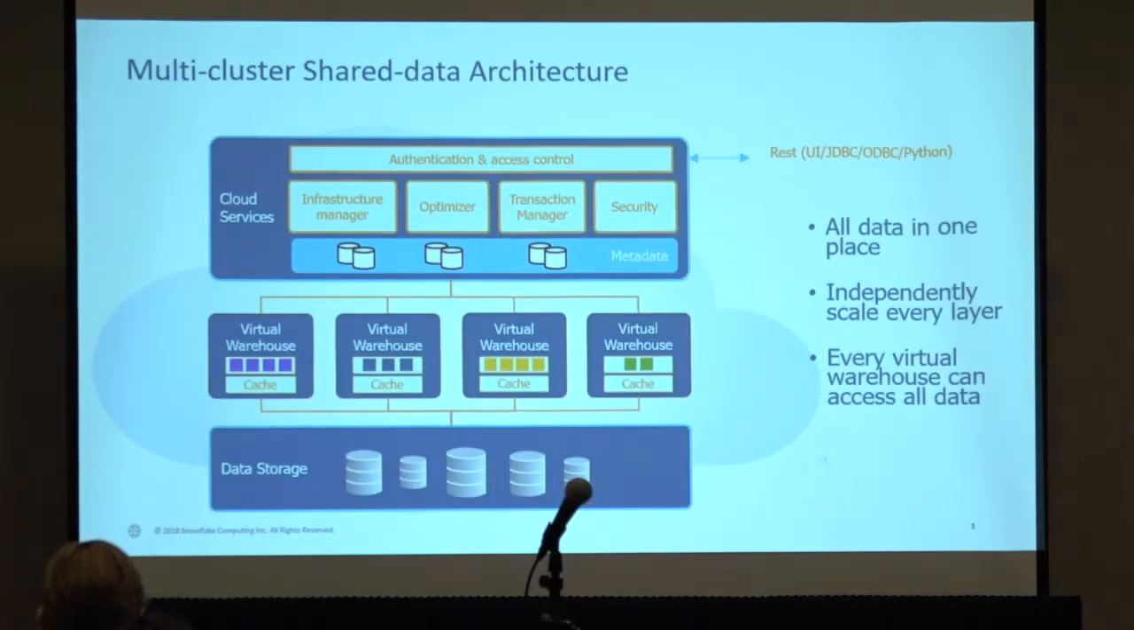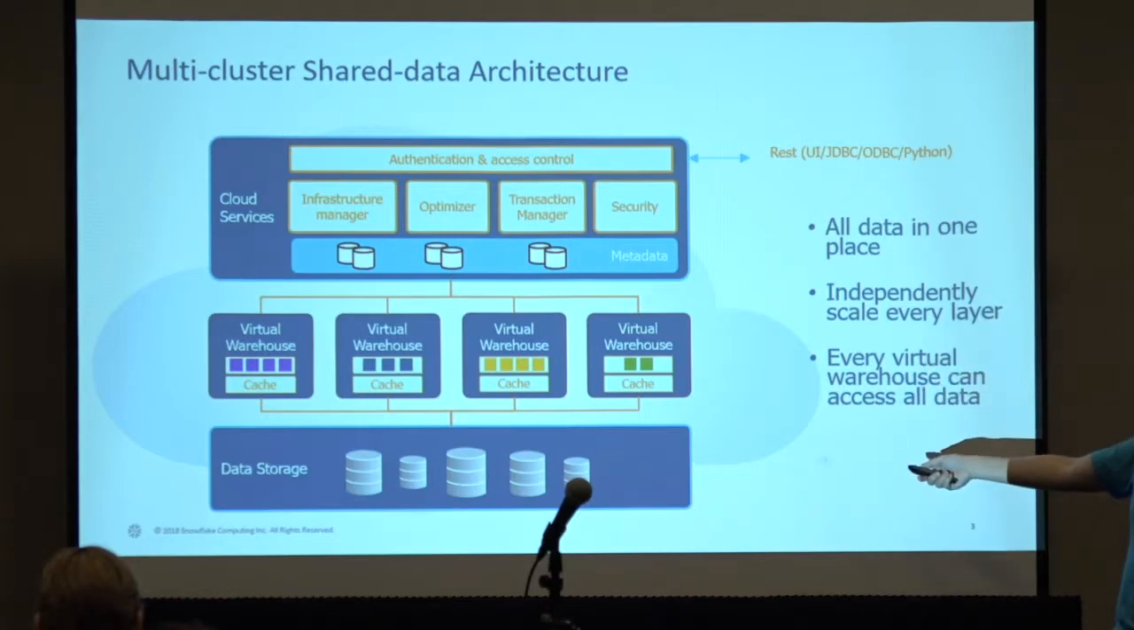So Snowflake's architecture is what we call multi-cluster shared data architecture. There are three main layers. The bottom layer is the data storage layer, where we utilize AWS S3 or Azure Blob storage to store the data. The middle layer is the compute layer, which has abstractions called virtual warehouses, which are compute clusters which run SQL queries. And the top layer is what we call the cloud services layer, which contains things like the optimizer, transaction management, security, and metadata.